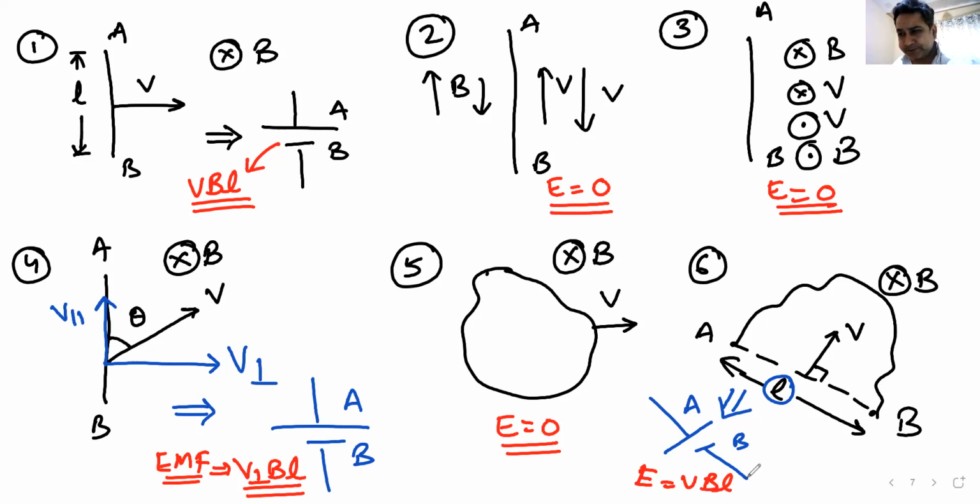How did I get this? V cross B. A cross B. How did I get that?